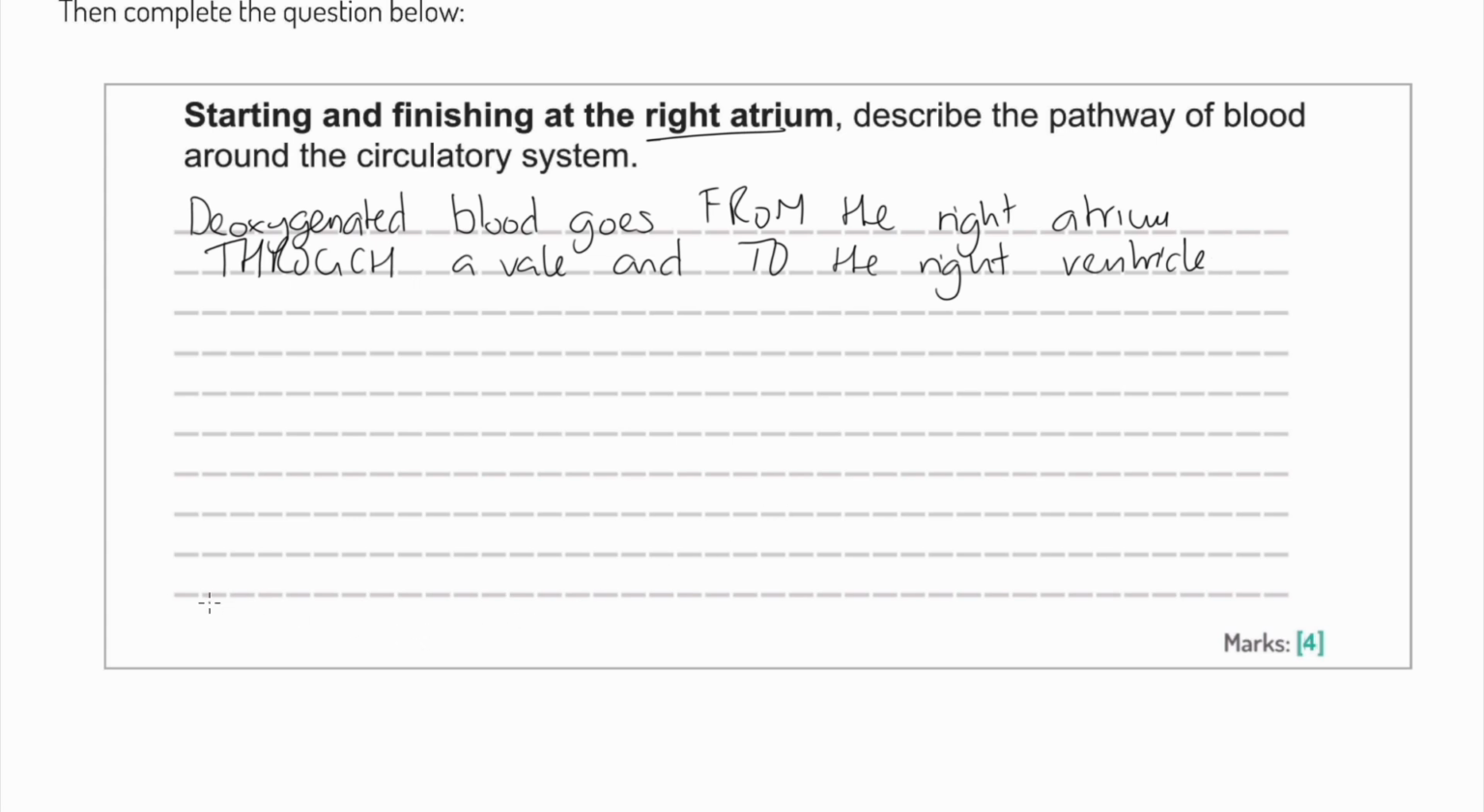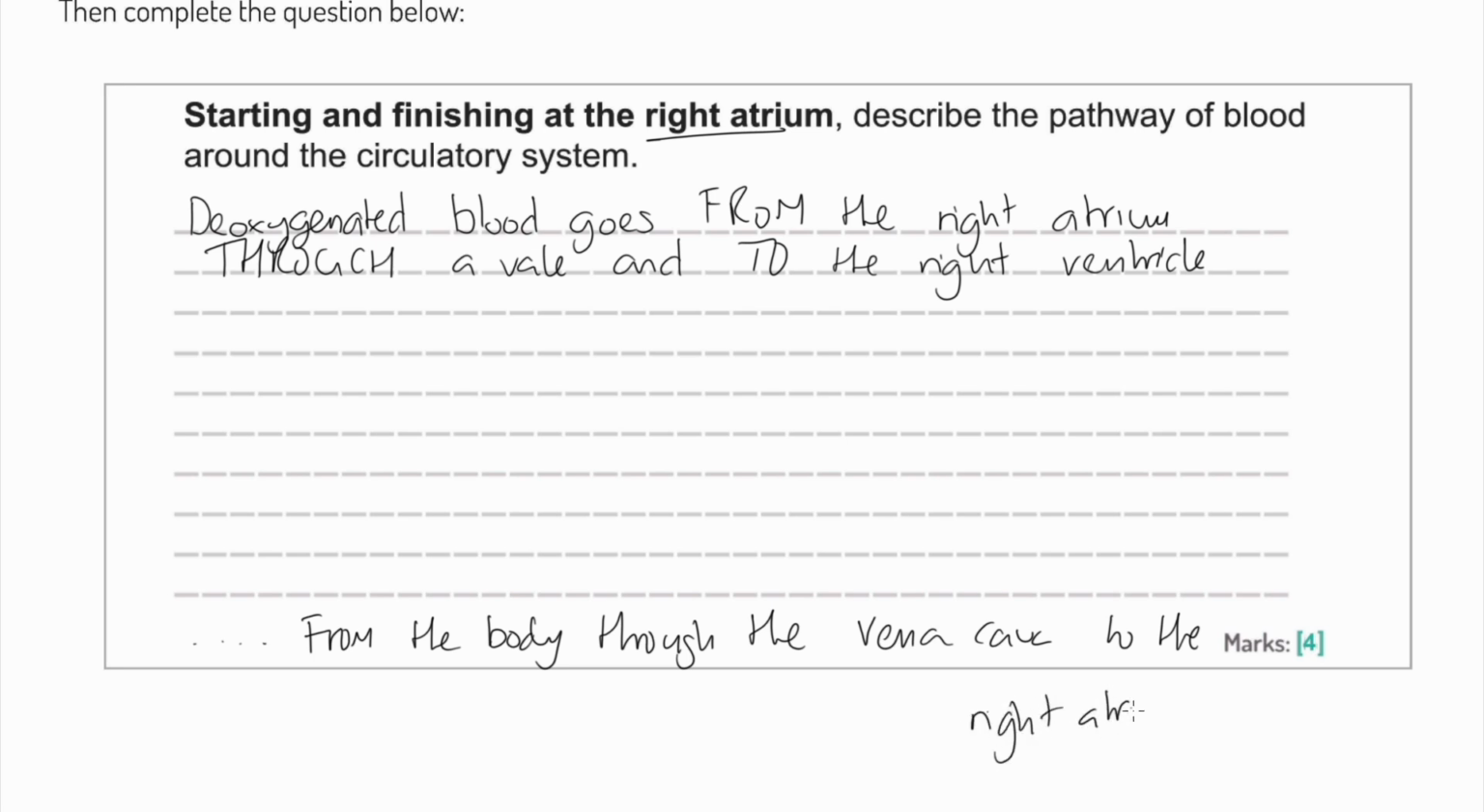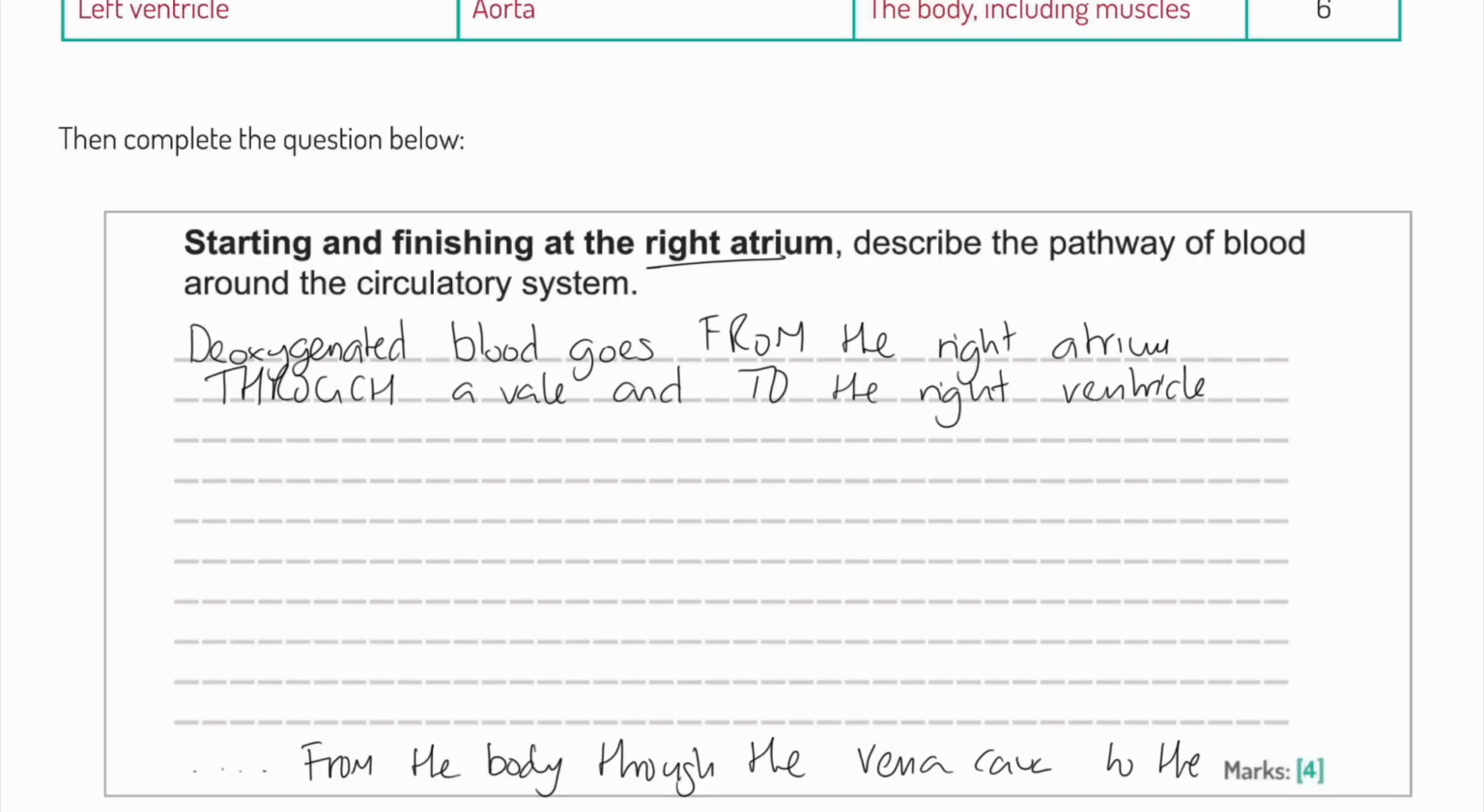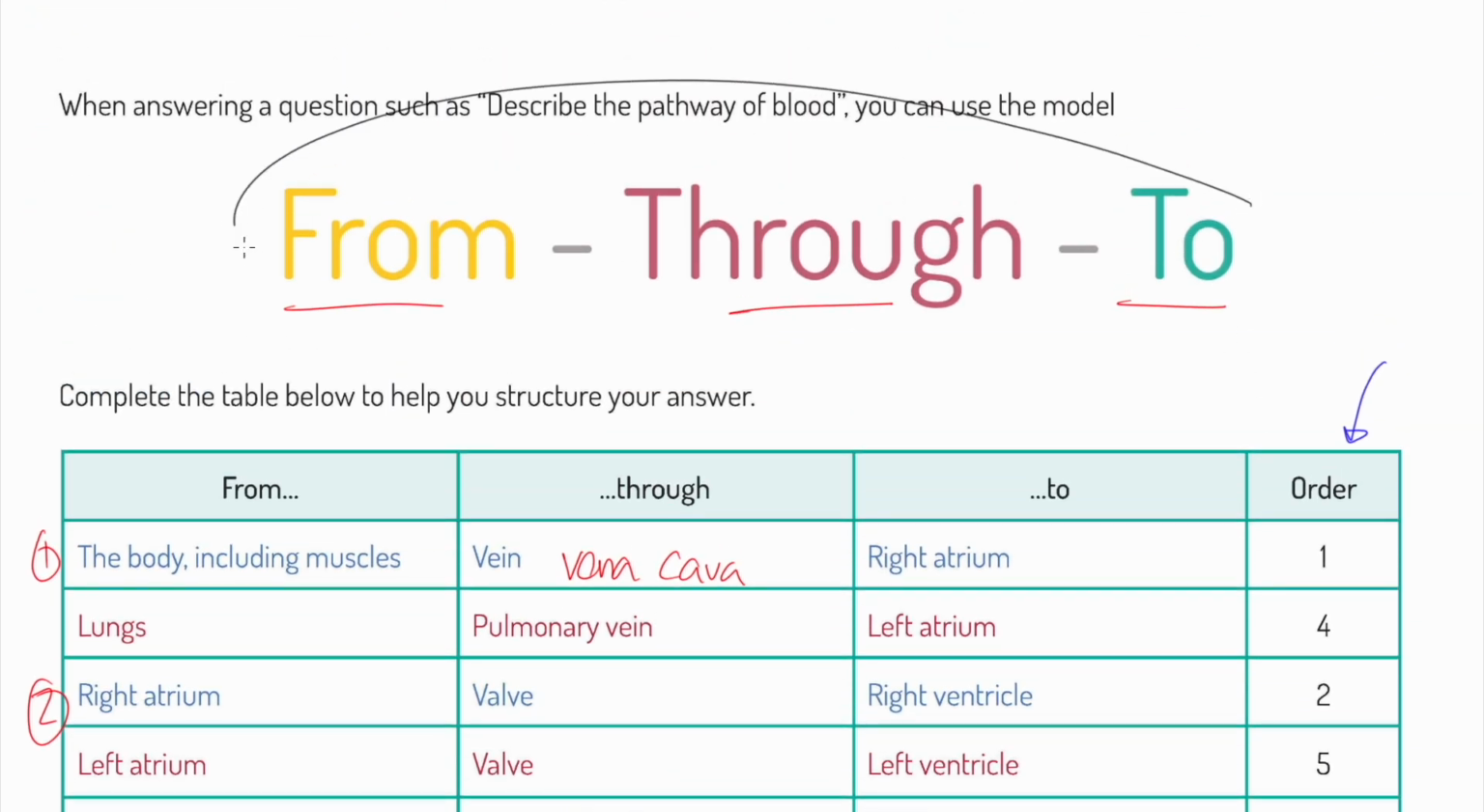So at the very end here, I end up with my last statement, which is going to be something, I won't write the whole thing, but it's going to be from the body through the vena cava to the start point, which for us was the right atrium. And I just want you to use that technique, folks. The technique is that one. From something, through something, to something. That will serve you beautifully when you write answers on this topic in your exam.